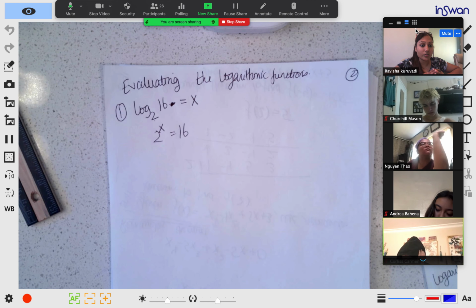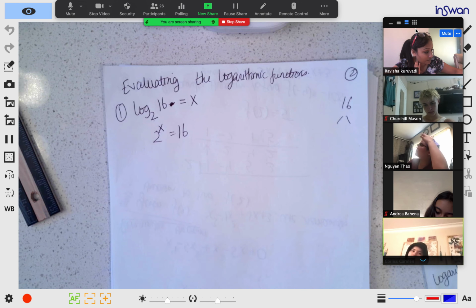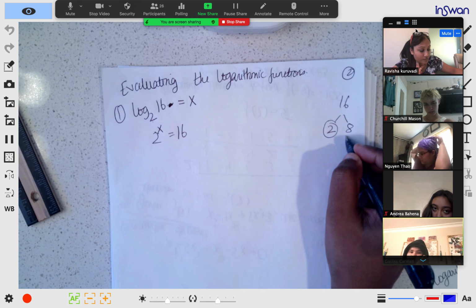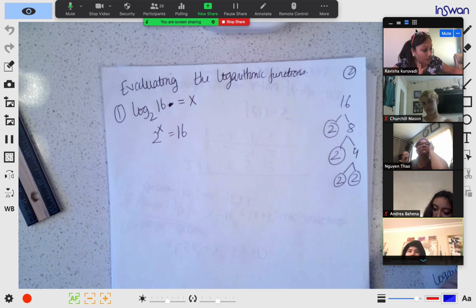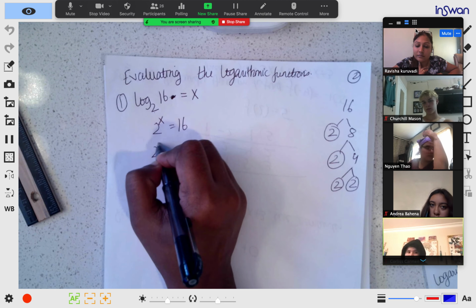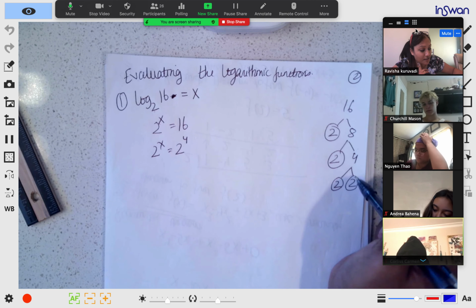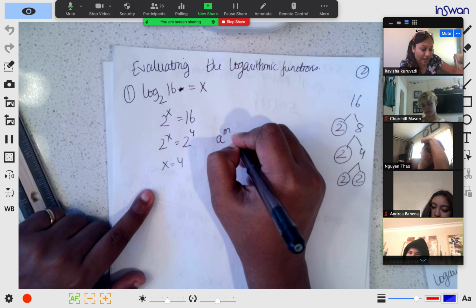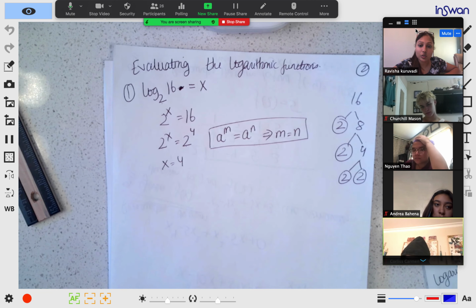Next, you're going to make factors of 16. Can I divide 16 by 2? Yes, 2 times 8. Can I divide 8 by 2? Yes, 2 times 4. And then 4 as 2 and 2. So 16 I can write as 2 to the power of 4, because I have 1, 2, 3, 4. Since my bases are the same and exponents are different, I get x is equal to 4. If a to the m is equal to a to the n, this will imply m is equal to n. If your bases are the same, then your powers will be equal to each other. So basically the value of log base 2 of 16 is 4.